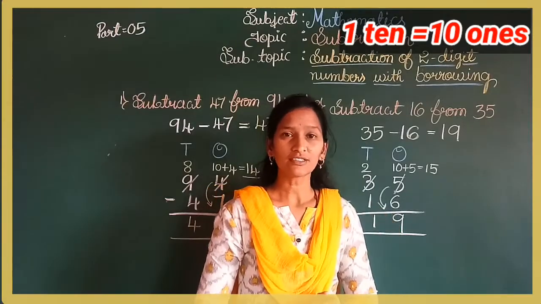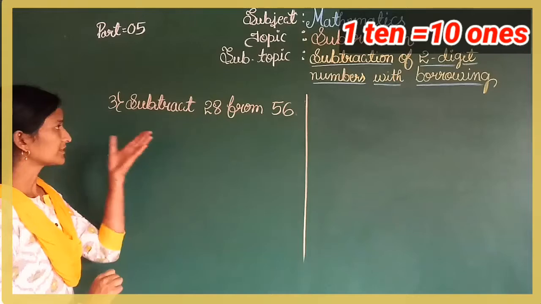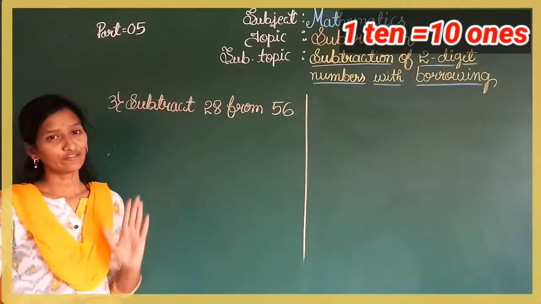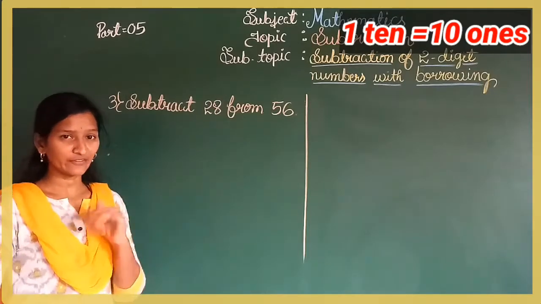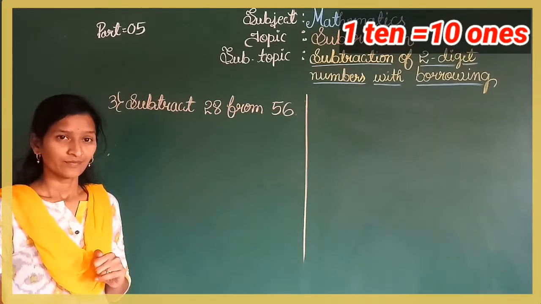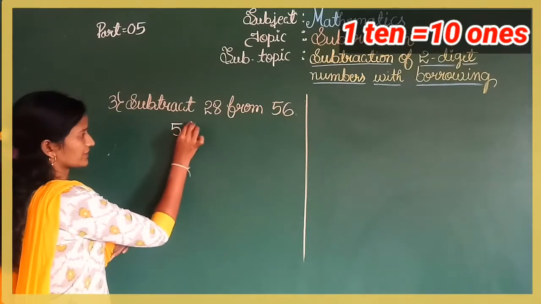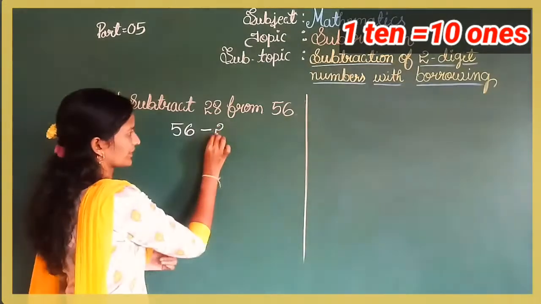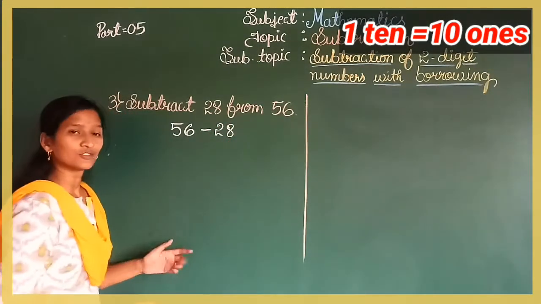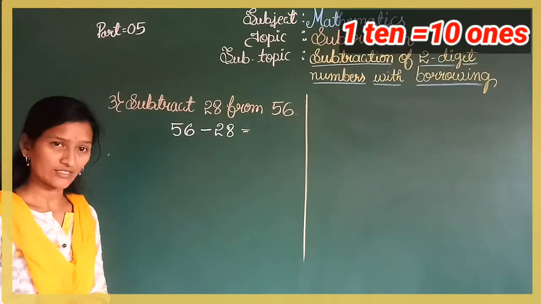Now I will go to the third problem. Children, come to the third problem. It is subtract 28 from 56. Okay. So which number are you writing at first? Yes, it is 56. So write here 56 minus 28. Okay. So you have to find out the difference between these two numbers.